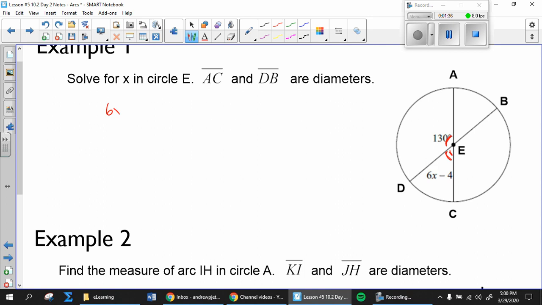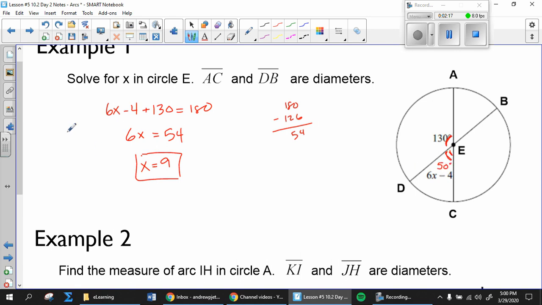So we can simply put 6x minus 4 plus 130 equals 180 degrees, and then solve that. So we get 6x equals, we subtract 130 and add 4. So really we're subtracting 126. Okay, so 180 minus 126 should give us 54. And then we're dividing by 6. Okay, so that gives us 9. So if I plug that in here, that's going to give me 54 minus 4 is 50 degrees for this angle, which 130 plus 50 gives me 180.